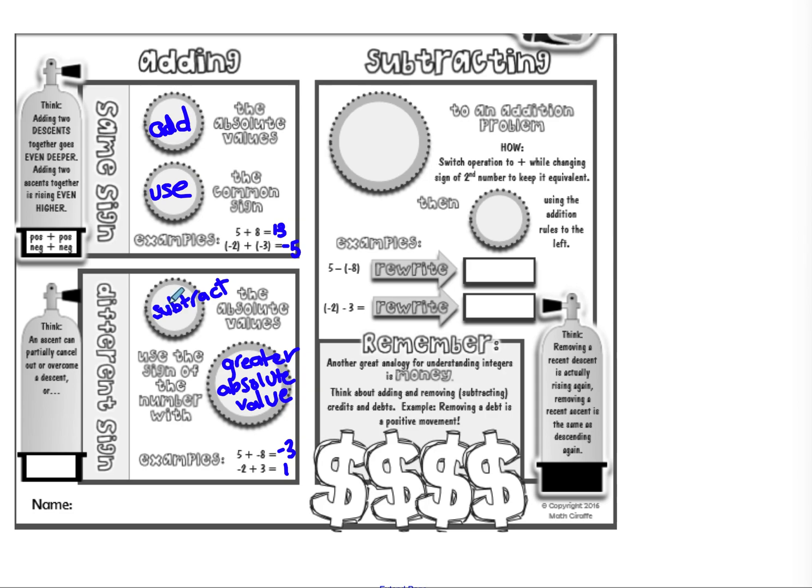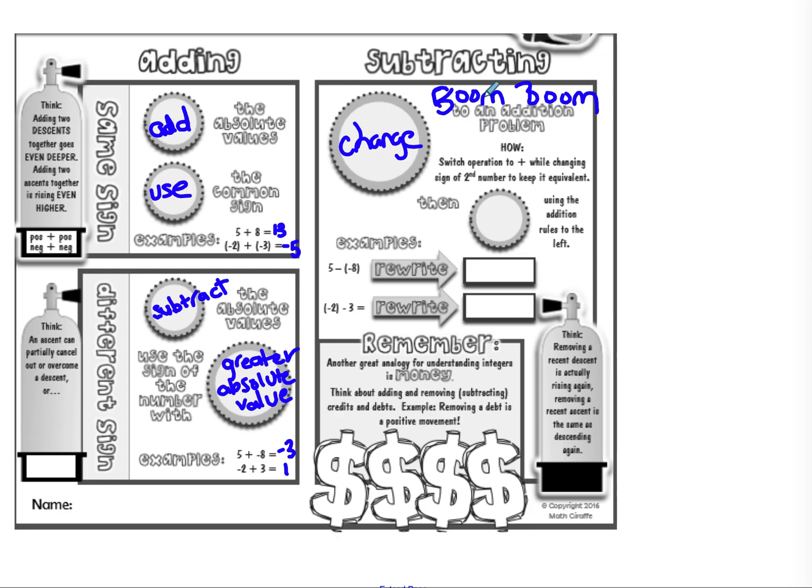Same sign, find the sum. Different signs, find the difference. Let's go and take a look at subtracting. If we are subtracting, we're going to do boom, boom to change to the addition problem. So we change to an addition problem, and we do that with our boom, boom: change to addition, boom, change the sign, boom, boom.